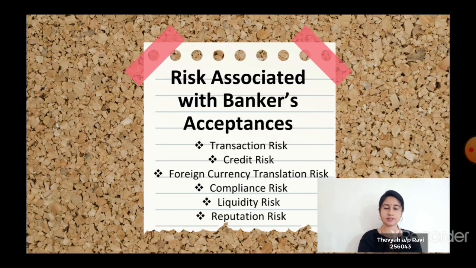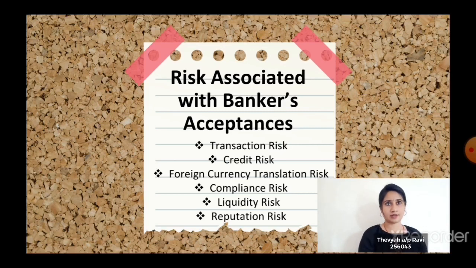Next is the risk associated with bankers' acceptance. There are 6 risks, which are transaction risk, credit risk, foreign currency transaction risk, compliance risk, liquidity risk, and reputation risk. First, transaction risk. Transaction risk is the current and prospective risk to earning and capital arising from fraud, error, and the inability to deliver product or service, maintain a competitive position, and manage information.